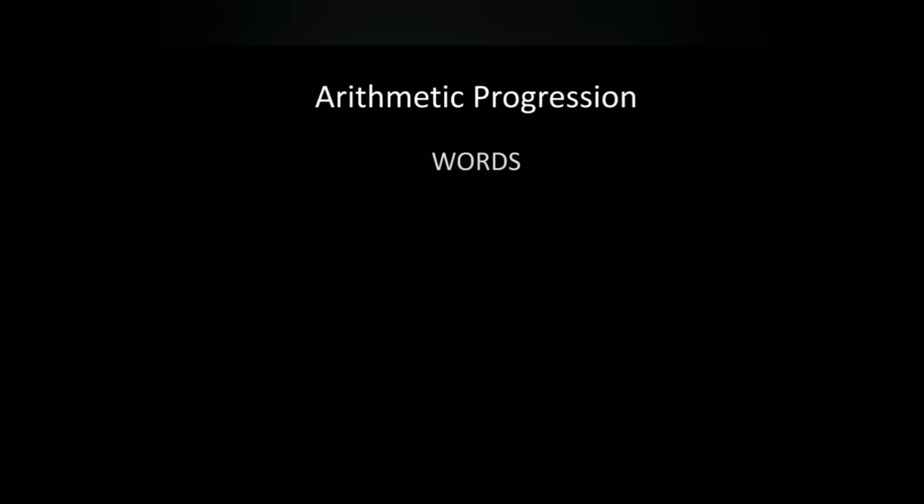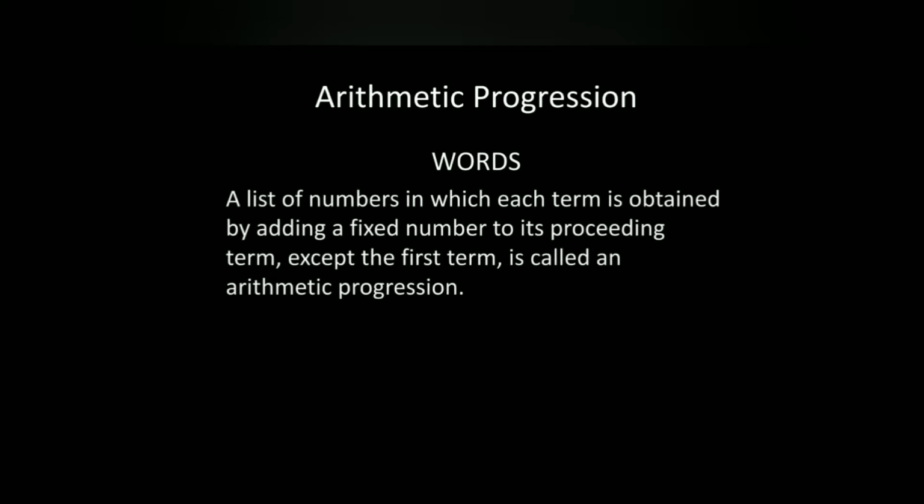Arithmetic progression. So first of all, we will see it with words. What is arithmetic progression? It's a list of numbers in which each term is obtained by adding a fixed number to its preceding term. Okay, so what does this mean? It means if we are writing numbers, then an equal number is added to the previous term of that number.